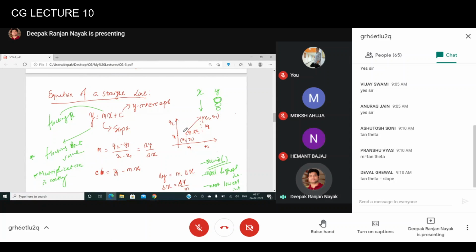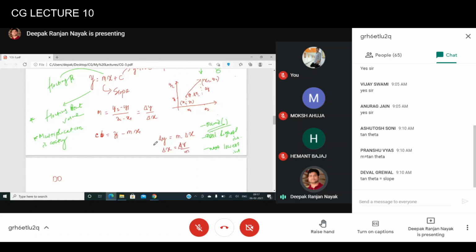And one more problem here is in the case of slope greater than 1. I'll show you the lines with slope less than 1, slope greater than 1, and slope equal to 1. We'll see it just now. But I want to show you one case here. If the slope is greater than 1, at that time you will get some gaps in between the pixels of the line.